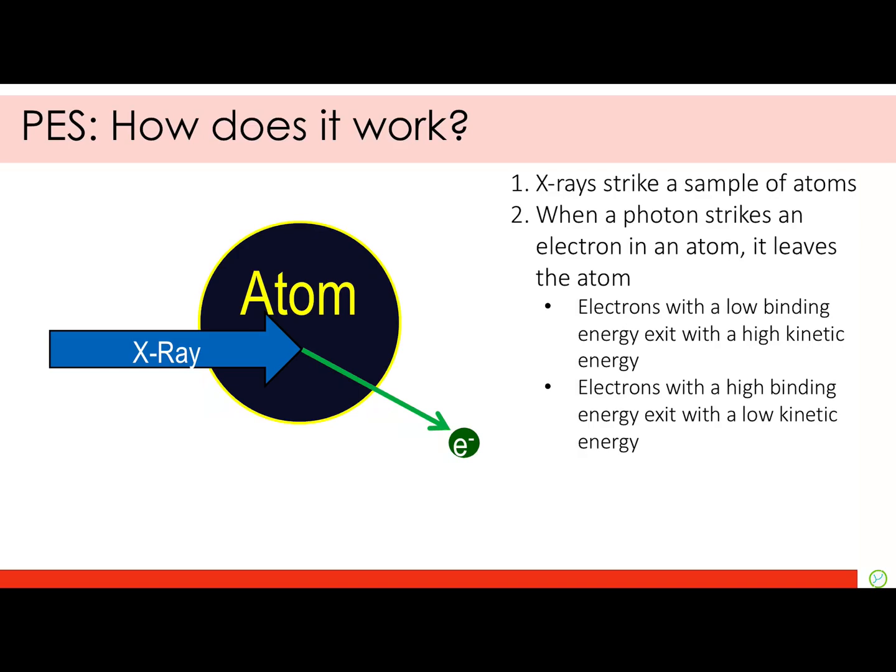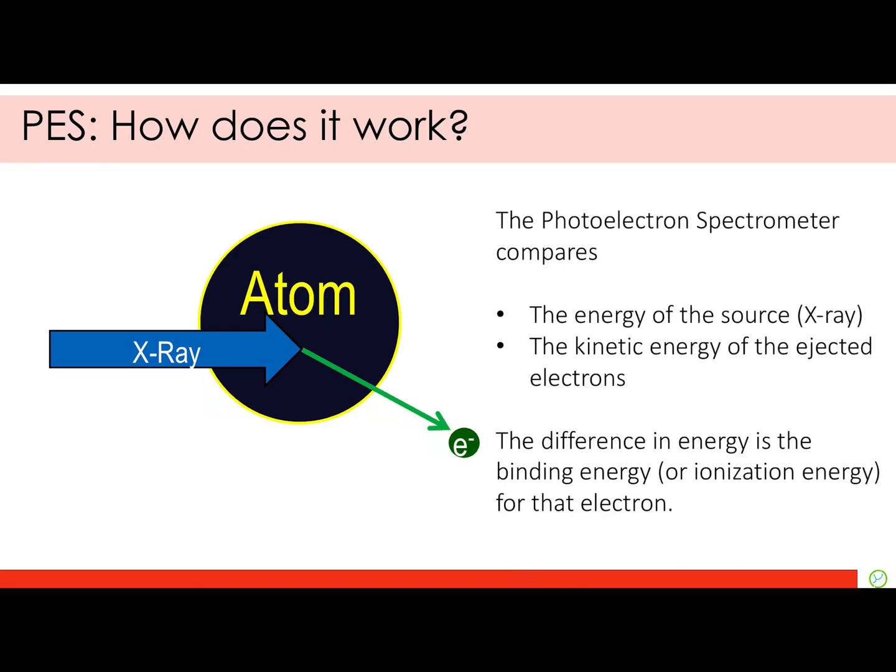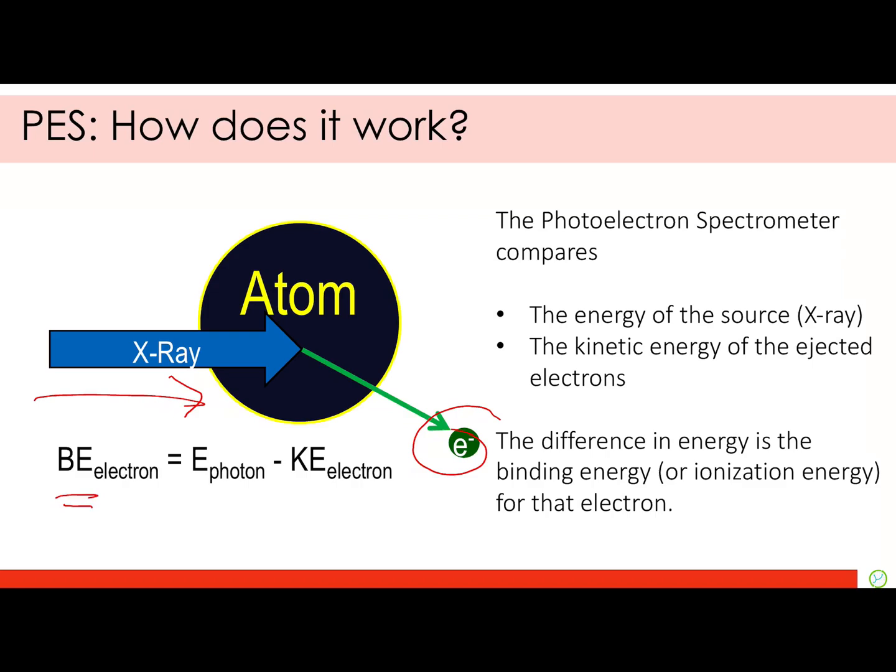Should make sense. If the binding energy is low, it's just going to zip them out there and they're going to move faster, is the way I think about it. The photoelectron spectrometer compares the energy of the source, so this X-ray energy, and looks at the kinetic energy of the ejected electrons. The difference in that energy is what's known as the binding energy of the electron. So the energy of the photon is the energy of the source, and then the kinetic energy of the ejected electron, and the difference is the binding energy for the electron.